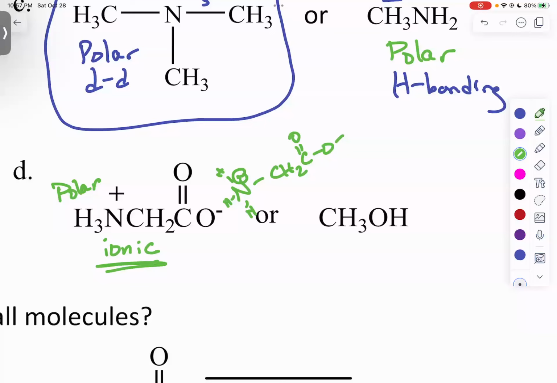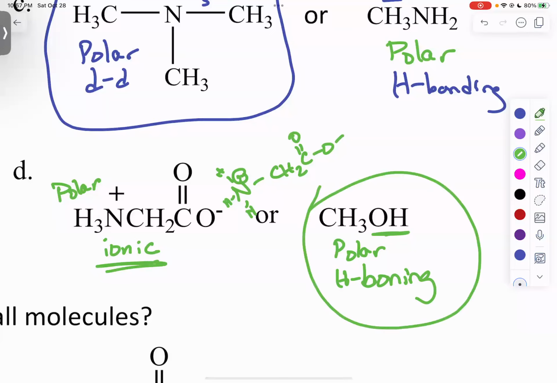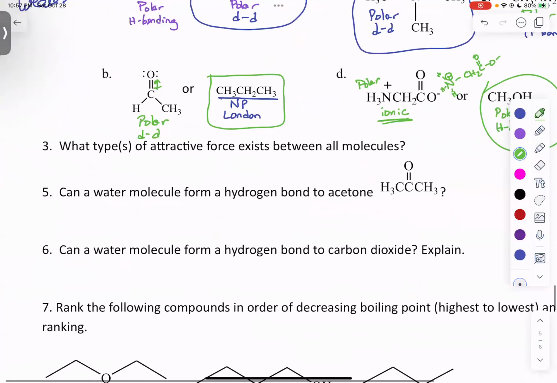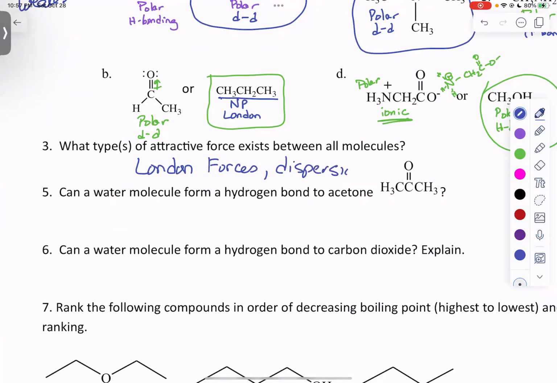Then CH3OH, we know that OH tells us we have something polar, and it can undergo hydrogen bonding. So which one is going to have the lower boiling point? It's going to be this. All right. So what type of attractive force exists between all molecules? This is London forces, or dispersion, however you want to say that.